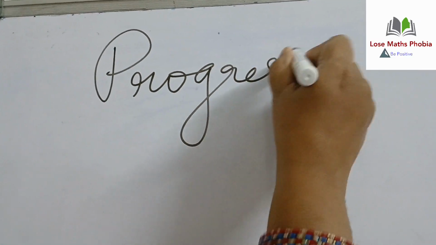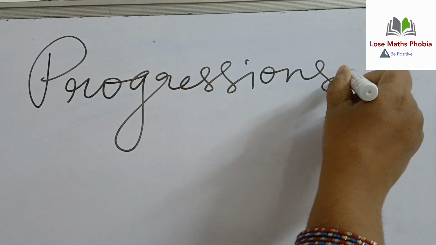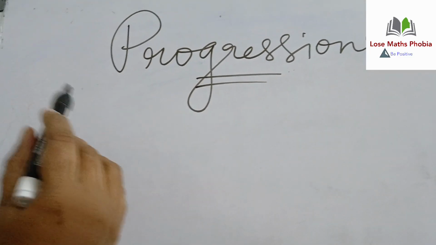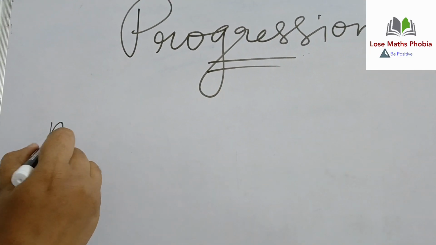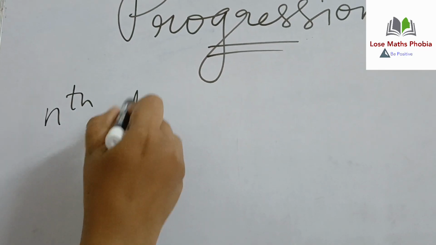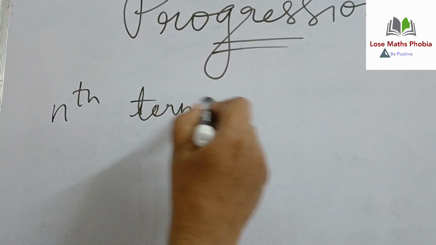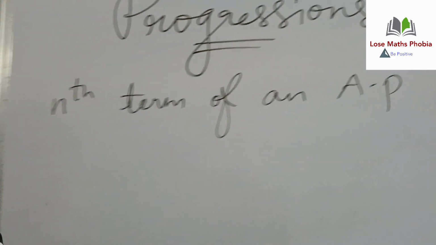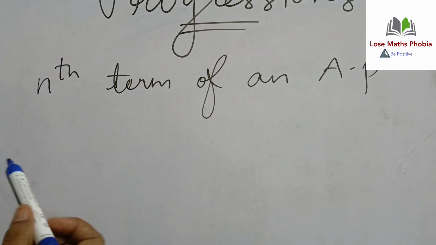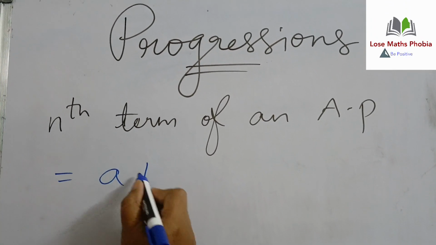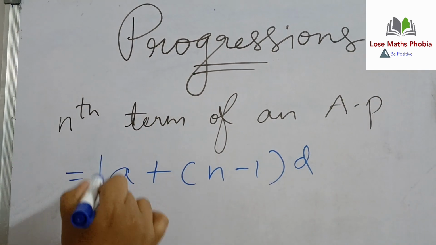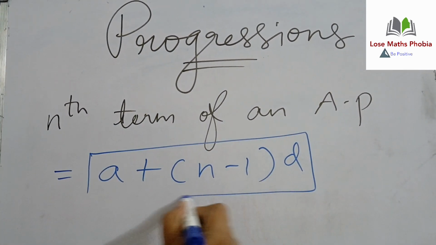Let us discuss a few formulae related to progressions. Nowadays, how are they asking is, write the formula for nth term of an arithmetic progression. Nth term of an AP can be written as a plus n minus 1 into d. This is the formula to be remembered. It may be asked for 2 marks.